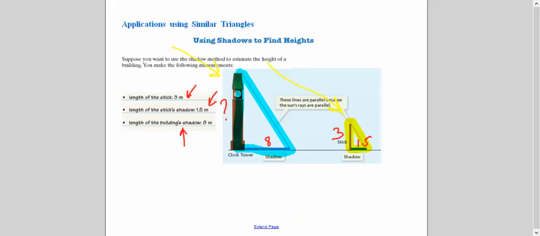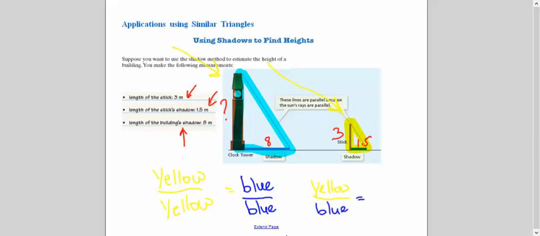All right, so like we talked about in class, we want to set them up. So the yellow, if we do yellow to yellow, we could do it that way. And blue to blue, that's one way of thinking about it. Or we could do yellow to blue equals yellow to blue, okay? Either way, you're going to get the same answer. You can pick whatever works best for you, as long as they're set up the same way.